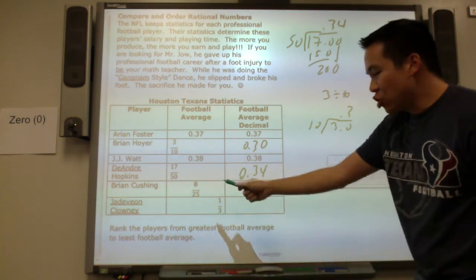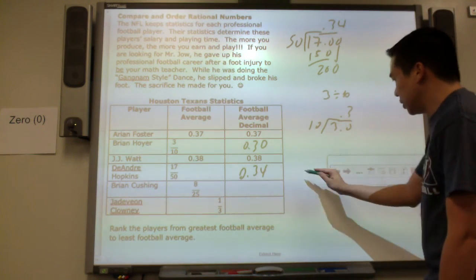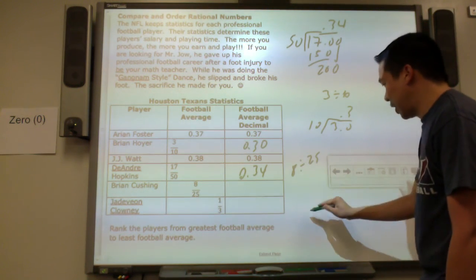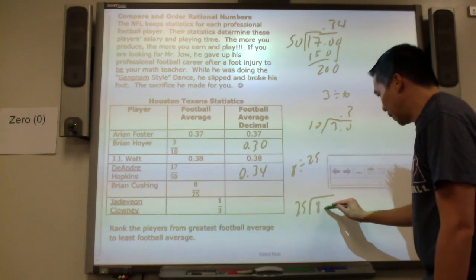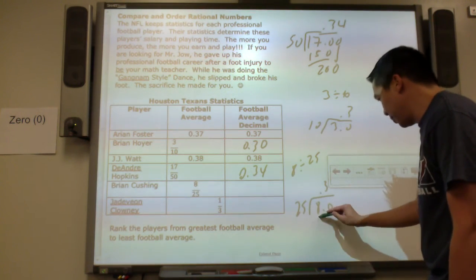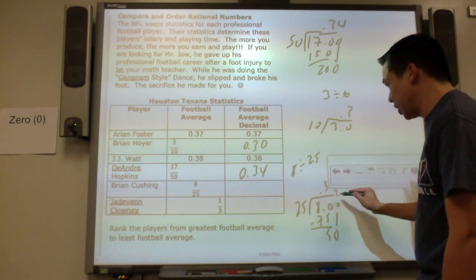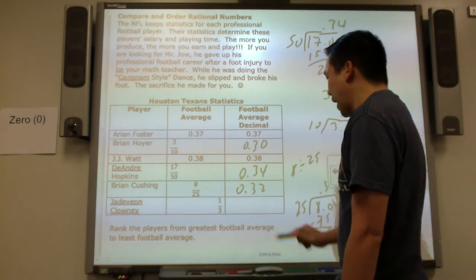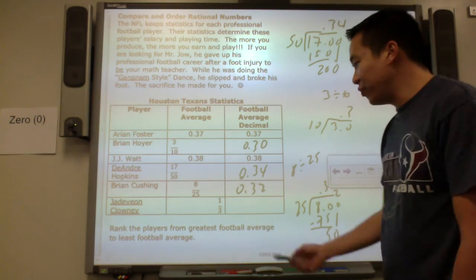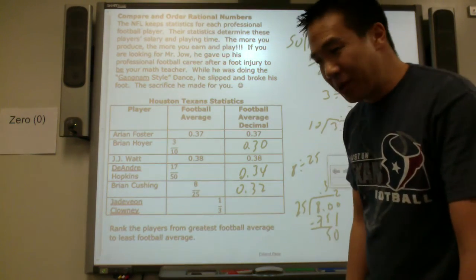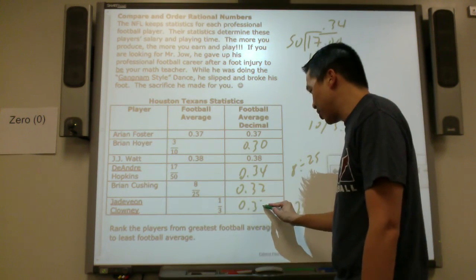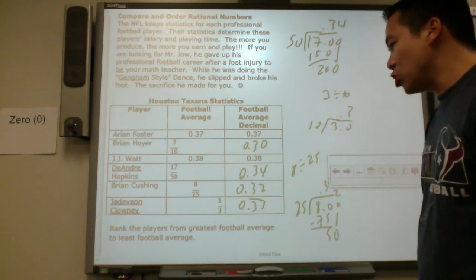What about 8/25 or 8 divided by 25? It goes in 3 times, which is 75. 5 is the remainder. Let's get rid of the remainder. Goes in 2 times. That's 32 hundredths. And last but not least, you have 1/3. We've done 1/3 before. Do you still remember? It's 0.33 repeating. So putting them from greatest to least.